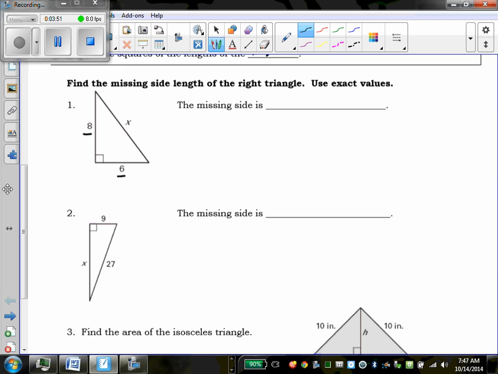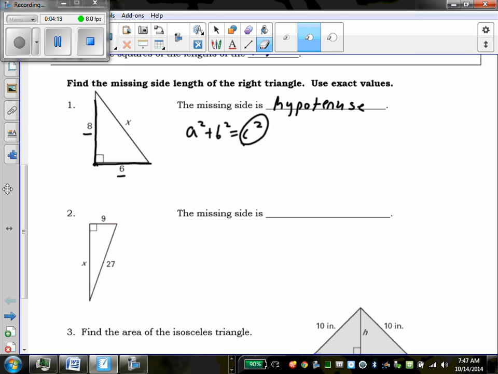The missing side is, well, is it a leg or is it a hypotenuse? We can see the right angle right here, and we can see that it's made up of this side, and those are the legs. So we are missing the hypotenuse, which in our equation was c. So if we set up a squared plus b squared equals c squared, we're missing this. But we know a and b. And a and b can be really either one of the legs, doesn't really matter. I'm just going to say that a is 8, so 8 squared plus 6 squared equals c squared.